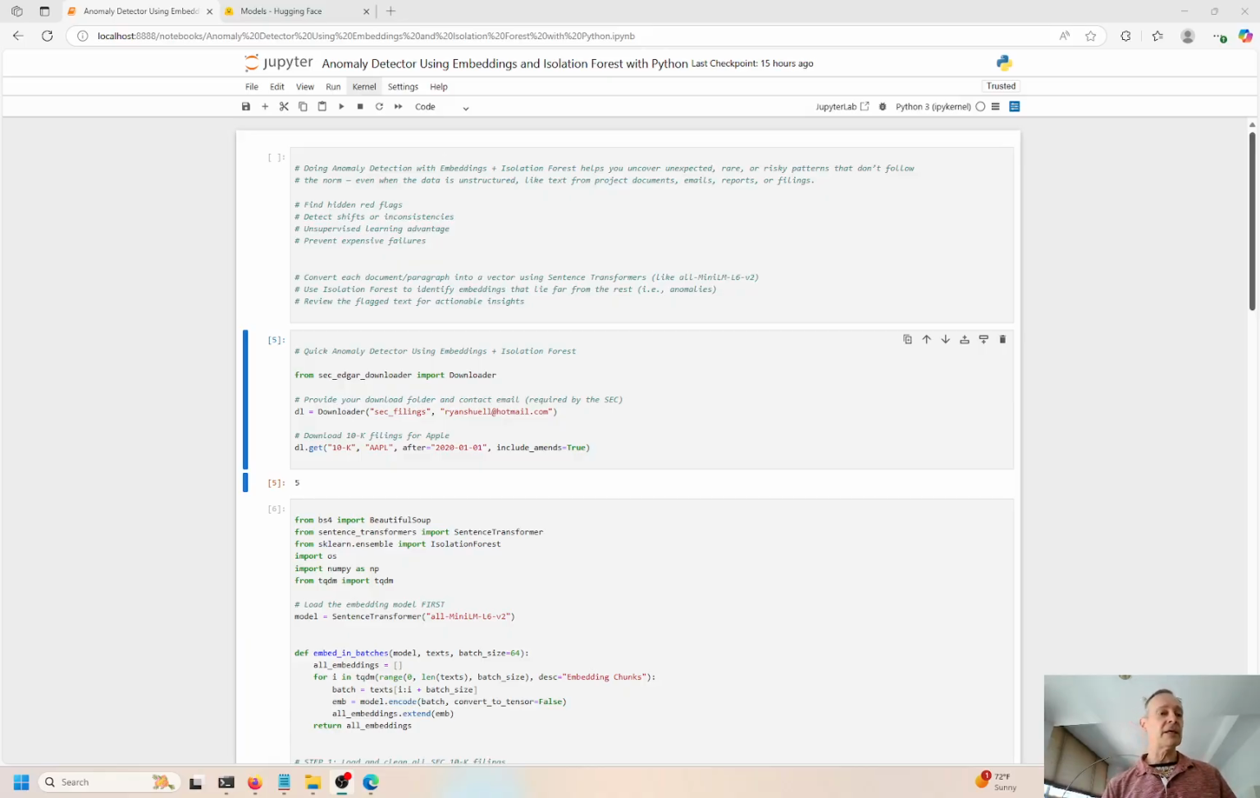So the sources of the data can be very disparate. It can be anything. It can be all over the place. But the goal is to find red flags of potential disasters or pitfalls and detect some type of inconsistency in the data or somehow prevent expensive failures.